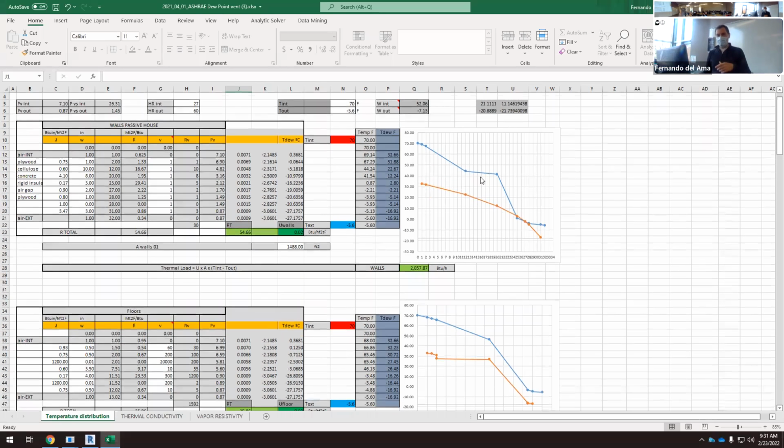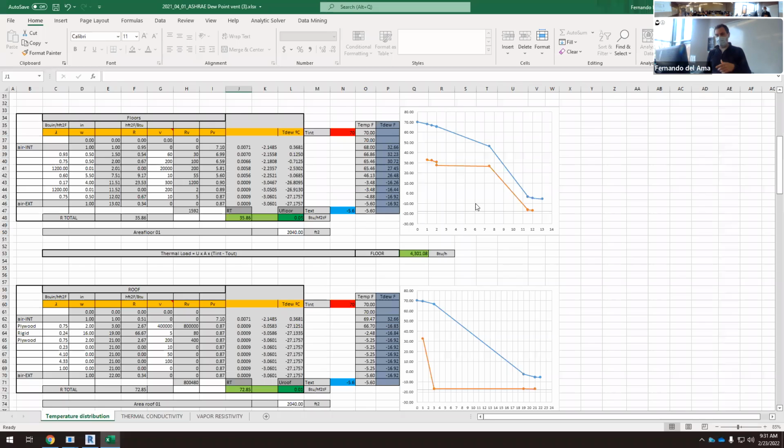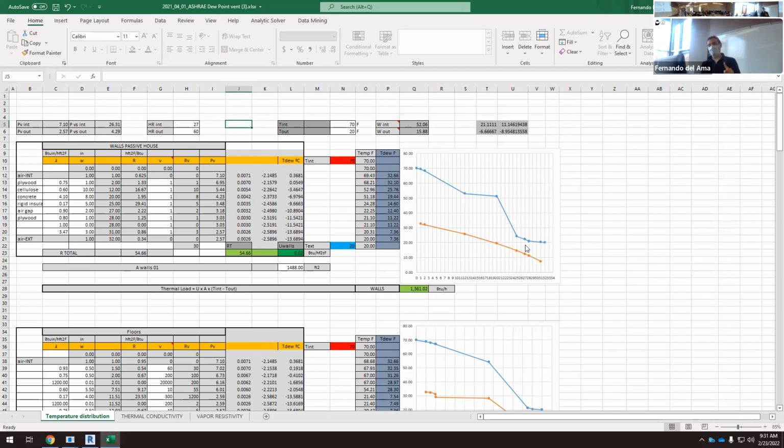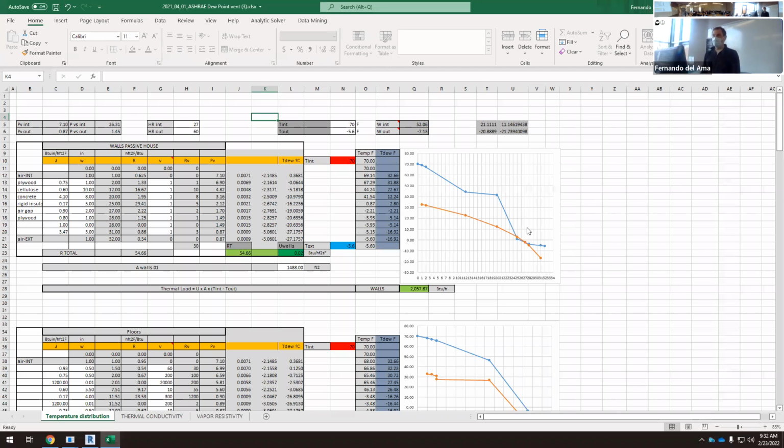Then things change, especially what affects the condensation. You remember that the colder the outdoor temperature, the more likely we will have condensation here. If this outdoor temperature is 20 Fahrenheit, probably there won't be any yet. So at 20 Fahrenheit, we don't have condensation. At negative 5.6, we do have condensation risks.